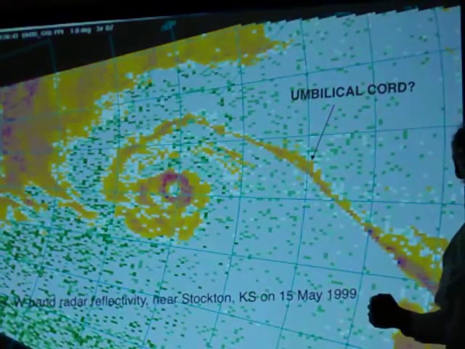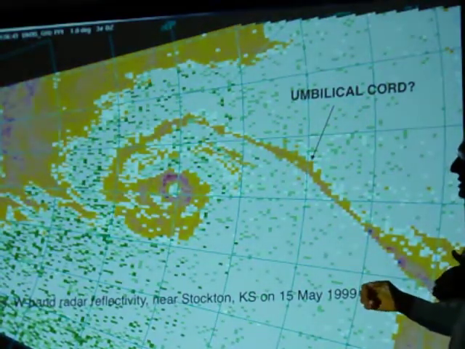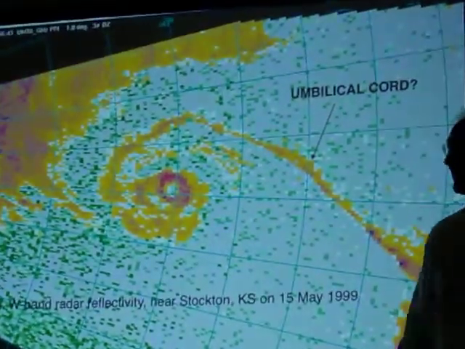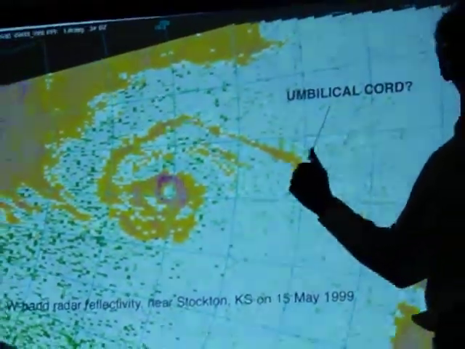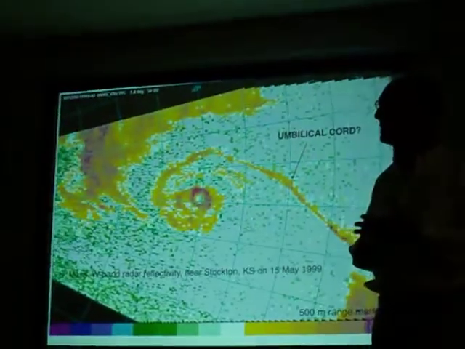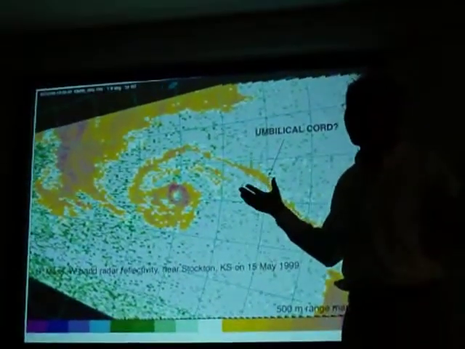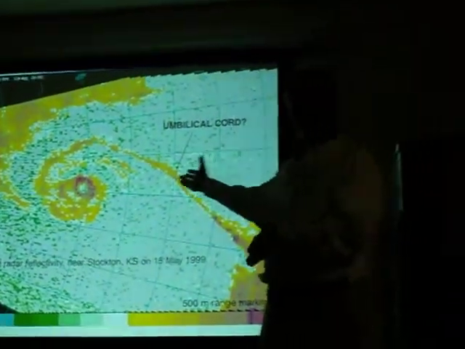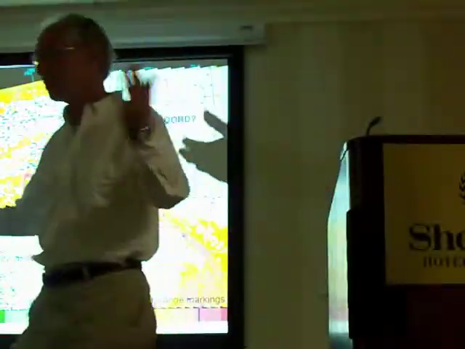If you've ever seen a tornado, you oftentimes see rain curtains coming around the tornado. So we believe this is a rain curtain. It's really, really thin. Why is this so? I don't know. Remember, numerical models can't even reproduce anything of that size. So we just have no theory at all.